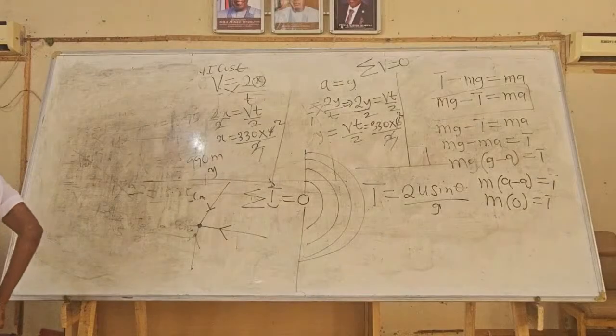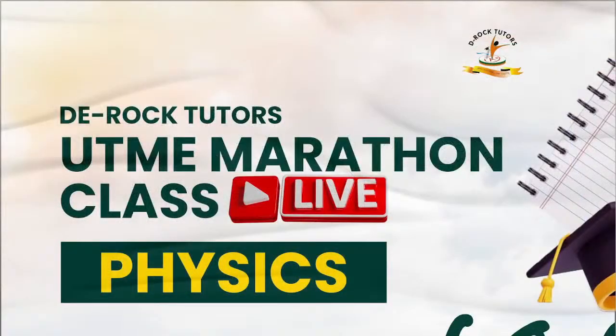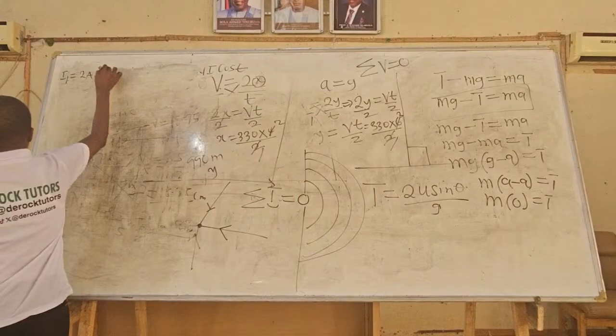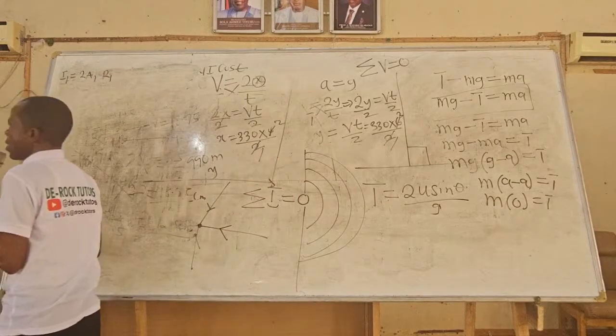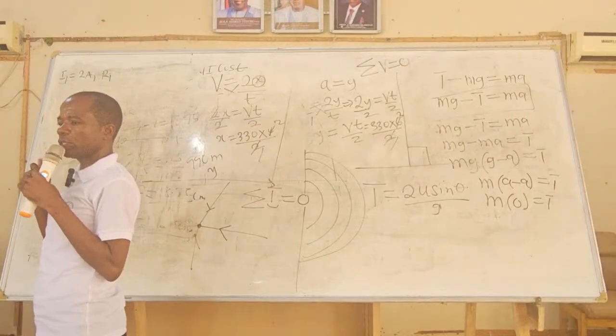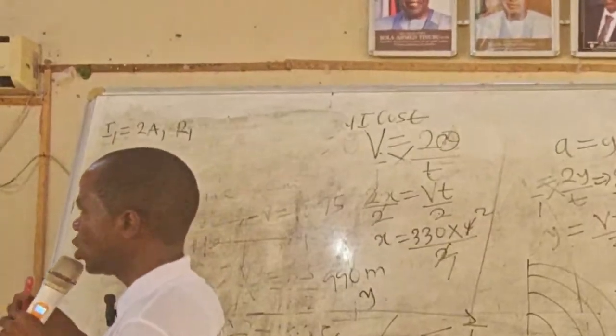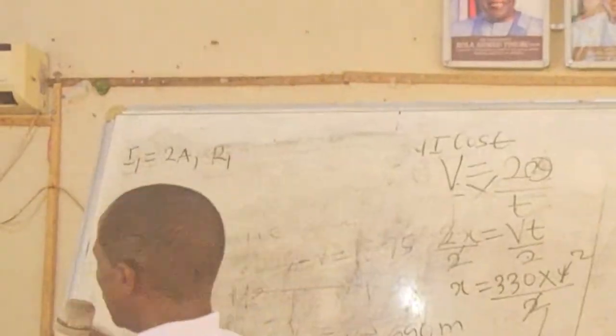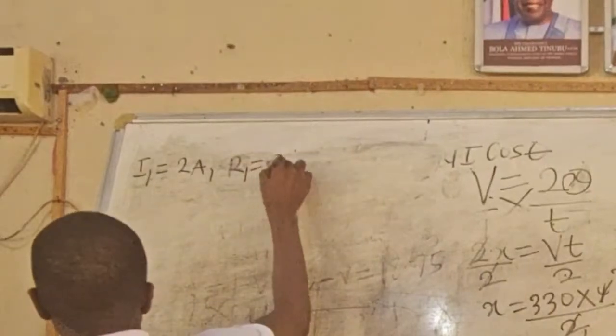Okay, so let's look at this. We have two currents here. You can make it I1, which is 2 ampere, and it passes through resistor 1, R1. The 2 ampere will pass through which of the two resistors? Is it the 2 ohm or the 0.67 ohm? The 2 ohm. That's 2 ohm.